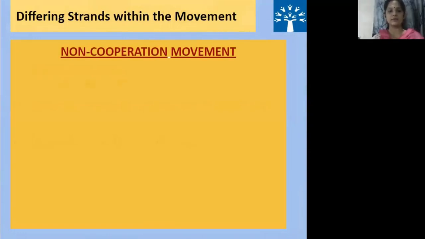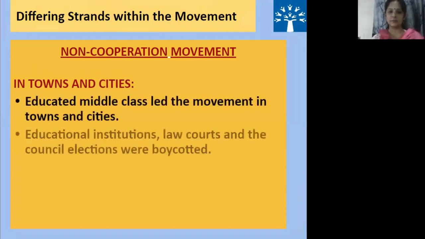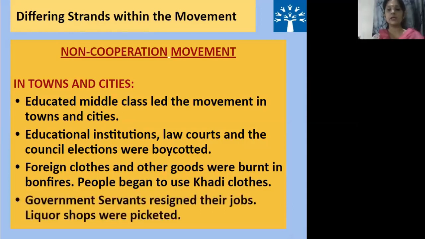Non-cooperation movement in towns and cities. Educated middle class led the movement in towns and cities. Educational institutions, law courts, and the council elections were boycotted. Foreign clothes and other goods were burnt in bonfires. People began to use khadi clothes. Government servants resigned their jobs. Liquor shops were picketed.